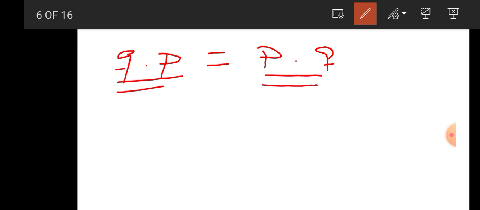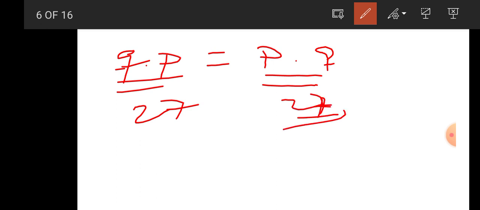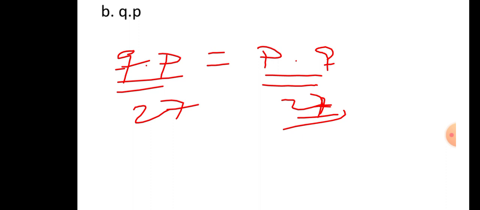B Q dot P እዚህ ጋር ምንድን ነው Q dot P is equals to P dot Q. The dot product of two vectors is equal, associative. That means Q dot P is equals to P dot Q. አሁን ካልኩሌት አድርገን ስንት አግኝተናል? 27 ነው። ይሄንንም ካልኩሌት ስናደርግ 27 ነው የሚመጣው ማለት ነው። Q dot P is equals to P dot Q.